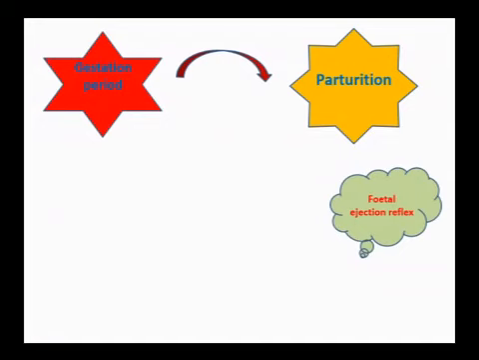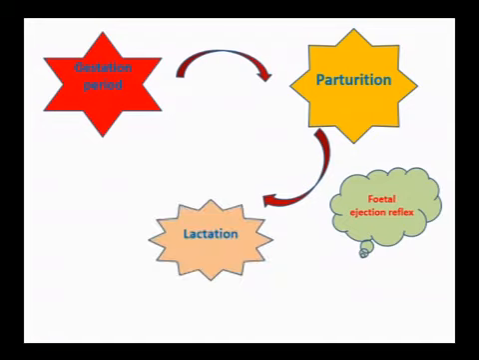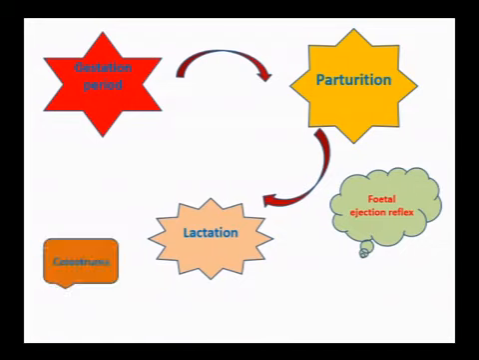Oxytocin secreted by the posterior lobe of the pituitary plays a vital role as far as the fetal ejection reflex is concerned during childbirth or parturition. After parturition, the mother starts producing milk in the mammary gland. The process of production of milk in the mammary glands following parturition is called lactation. The first milk secreted in the initial few days of lactation is called colostrum. It is rich in IgA antibodies. So that's the reason why breastfeeding is always recommended by doctors.